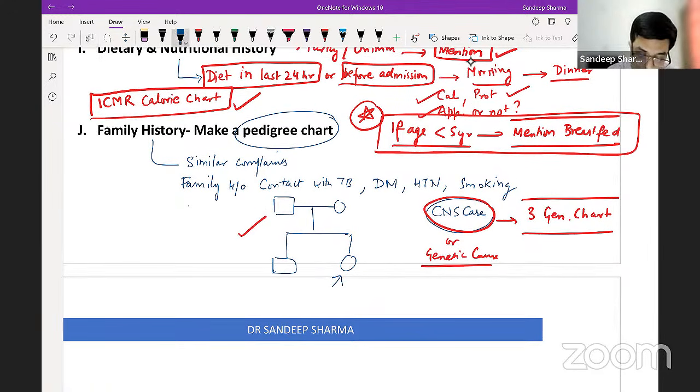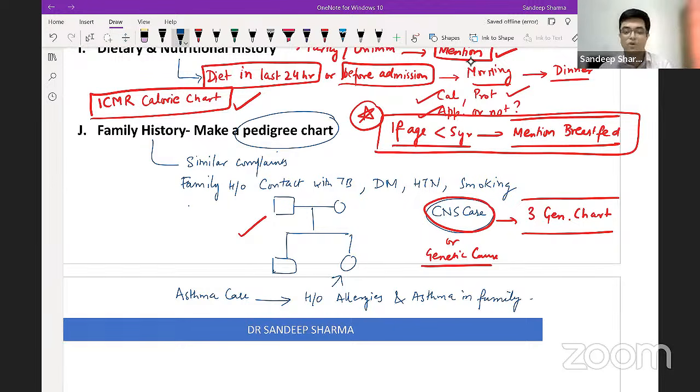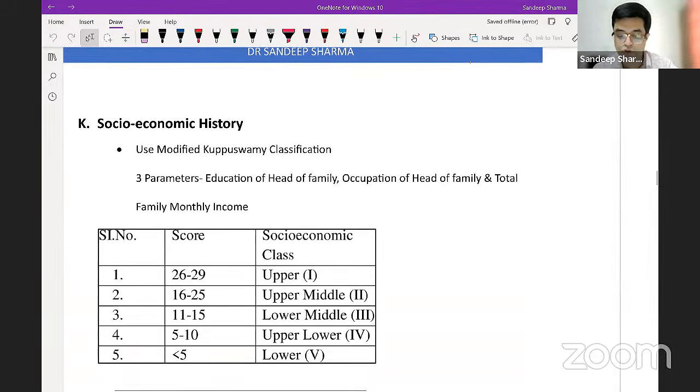Also, if it is a respiratory case or asthma case or a bronchiolitis case, ask about respiratory illness, bronchial asthma in the family. Because these tend to be associated together in most of these patients, whether they are present in the patient or not. Now, moving further, we will talk about the socioeconomic history.